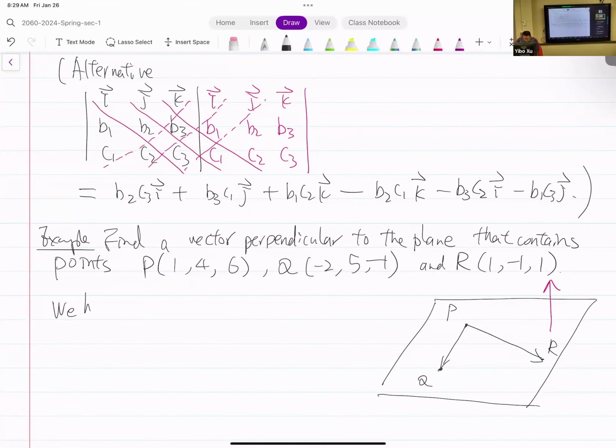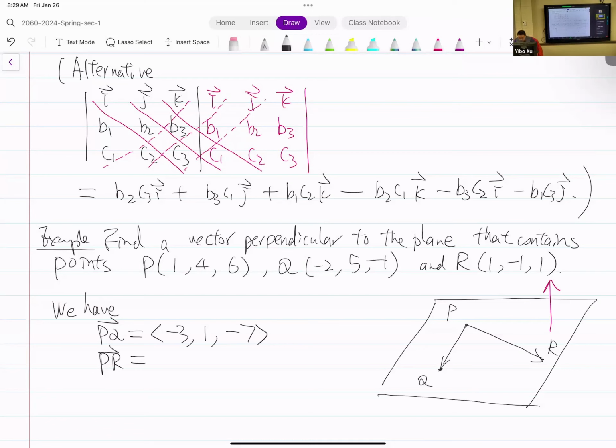So we have PQ. So basically, it's just the head minus tail. So head is Q, tail is P. So Q minus P. So -2 minus 1 is -3. So you should be very familiar with it by now. So for the second coordinate of Q minus second coordinate of P, that's 5 minus 4, which is 1. And then the third entry is -1 minus 6 is -7.